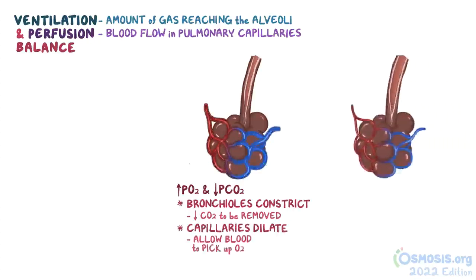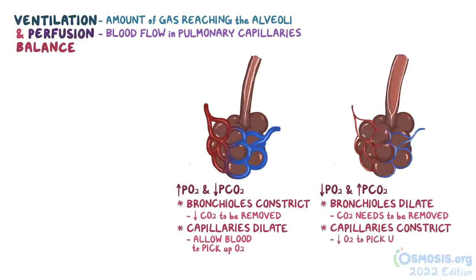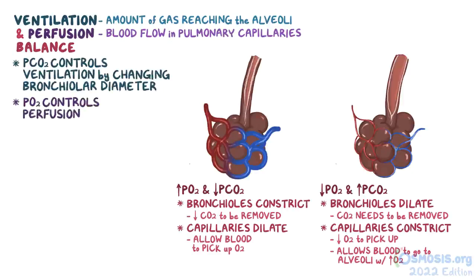On the other hand, when the alveoli have low partial pressure of oxygen and high partial pressure of carbon dioxide, the bronchioles serving the alveoli dilate because the carbon dioxide needs to be removed, and the pulmonary capillaries constrict because there's relatively little oxygen to be picked up, and that allows blood to go to other alveoli that may have more oxygen. Therefore, partial pressure of carbon dioxide controls ventilation by changing bronchiolar diameter, and partial pressure of oxygen controls perfusion by changing arteriolar diameter.